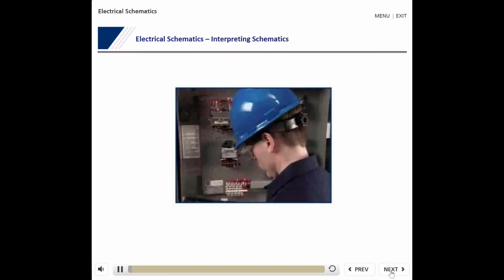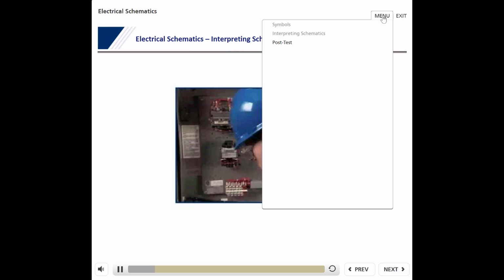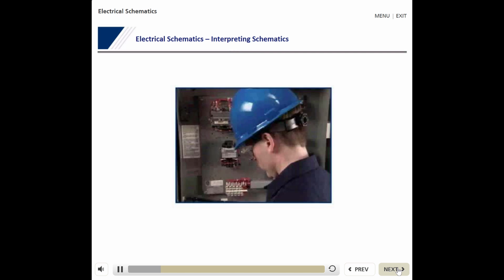Now that you know the symbols for devices used on an electrical schematic, we're ready to look at the structure of the schematic and how it shows the relationship among the input, logic, and output devices. Remember, the schematic is a simplified diagram of how the system operates.